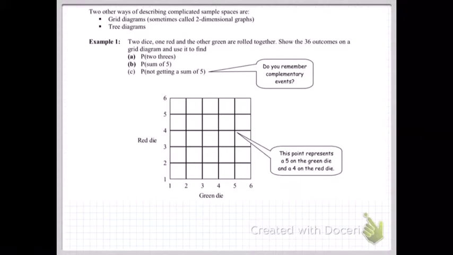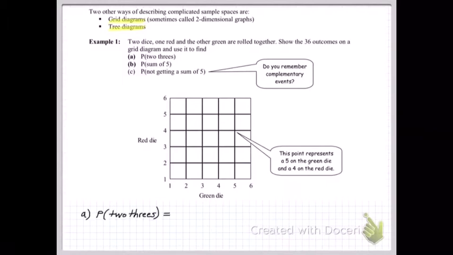Even a simple table can take a while to list out, so sometimes it's better to use a grid diagram, and we'll also go on to review tree diagrams. Both of those are often more suitable than listing out a sample space using a table. In example 1, we've got 2 dice, one red and the other green, and they're rolled together. Now there's 36 outcomes, but instead of listing them all separately, we can use this nice grid diagram where each point on the grid represents one of the outcomes.